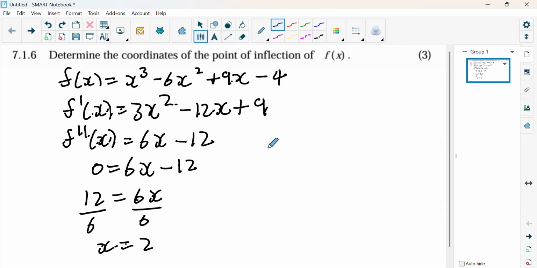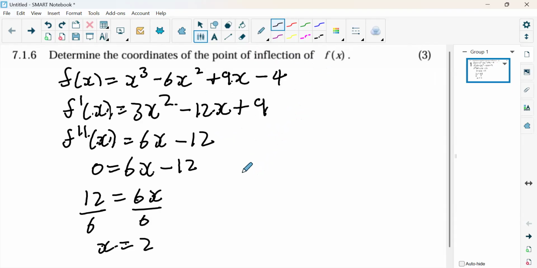Now, where do we get y? Here's the mistake that learners usually make. You can't get y from f prime of x. That one gives you the gradient, m. So where do you get y? You get y from f of x. So we're going to say f of 2.